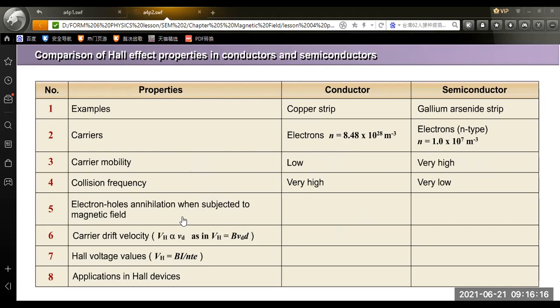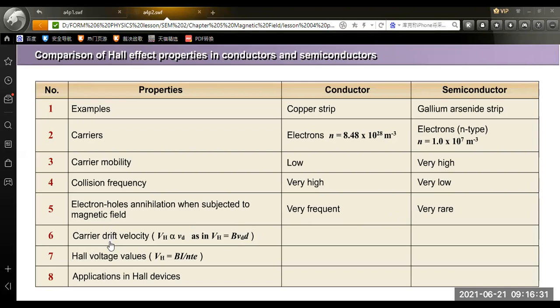So collision frequency in the semiconductor is low, while in the conductor, the copper strip, it is very high. Also, electrons and holes annihilate when subject to a magnetic field, in the presence of a magnetic field. This means it is very frequent in the conductor and very rare for the semiconductor.